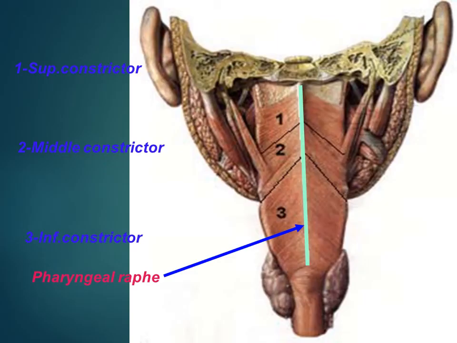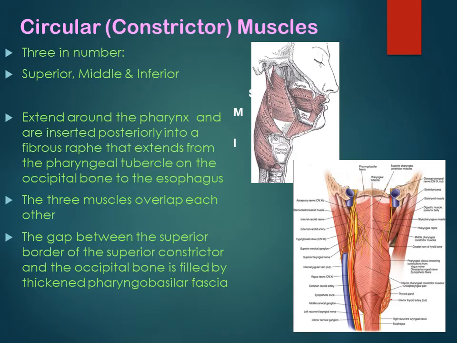This posterior diagram shows the attachment of the three constrictors into a pharyngeal raphe, which lies posteriorly. It's a common insertion of the three muscles, making a muscular tube. These circular constrictors are superior, middle, and inferior. They extend around the pharynx and insert posteriorly into a fibrous raphe, extending from the pharyngeal tubercle on the occipital bone to the esophagus. The three muscles overlap each other.